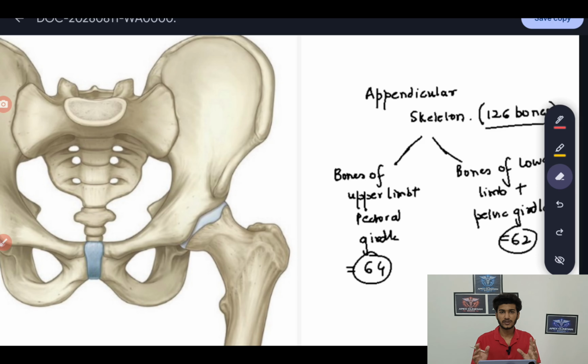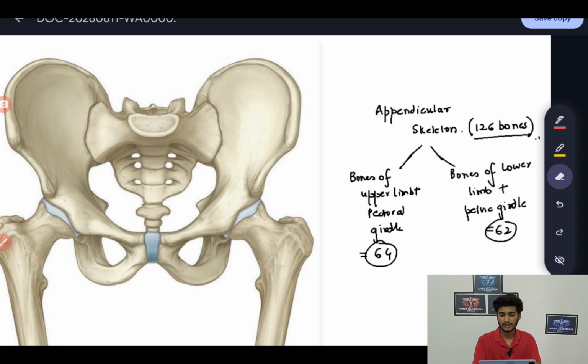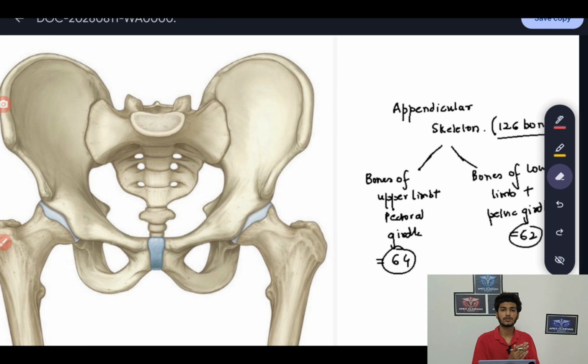So here is the final calculation that I am giving you: the appendicular skeleton is made up of 126 bones, where 64 bones are present in the upper limb and the pectoral girdle, and the bones in the lower limb and the pelvic girdle are 62 in number. So it makes the total count 126.